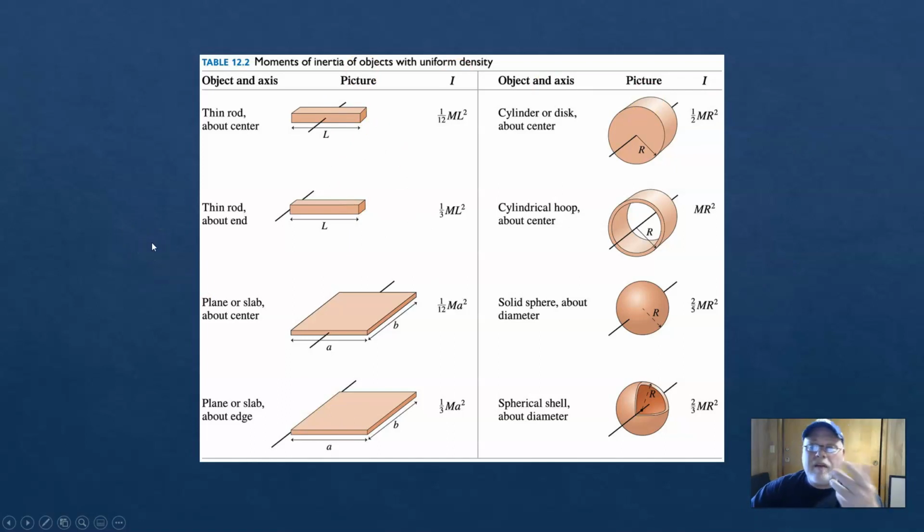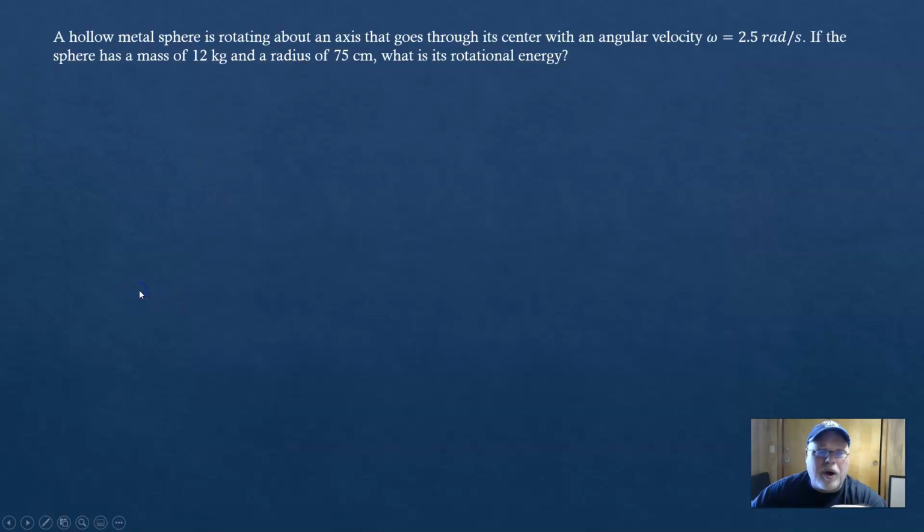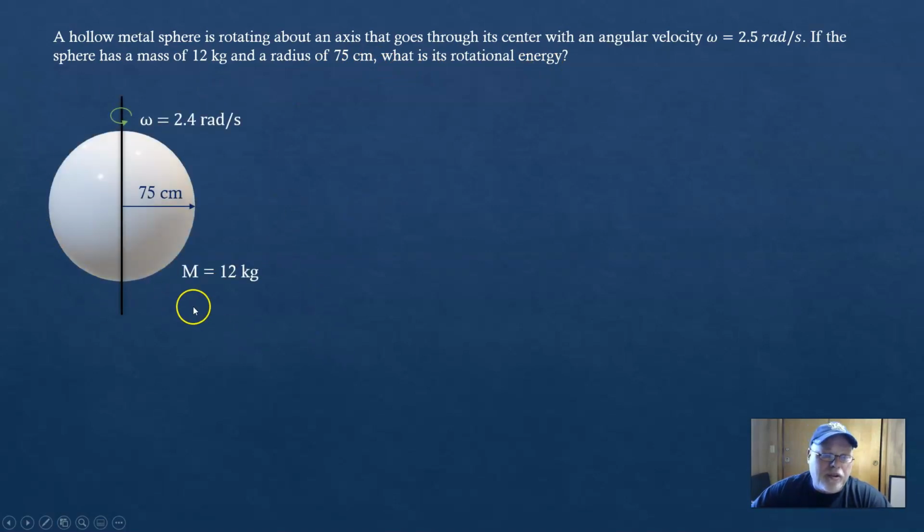Now, let's not forget about the energy thing. That's what got us here. But let's see how we can calculate the kinetic energy and put this table and the idea of the moment of inertia together with it all. So let's say we have a hollow metal sphere, and it's rotating about an axis that goes through its center with an angular velocity of 2.5 radians per second. If the sphere has a mass of 12 kilograms and a radius of 75 centimeters, what is its rotational energy? Well, I'm just going to draw a picture here.